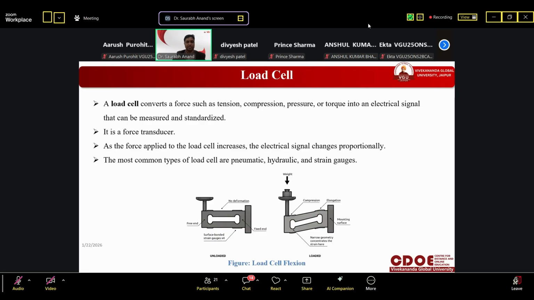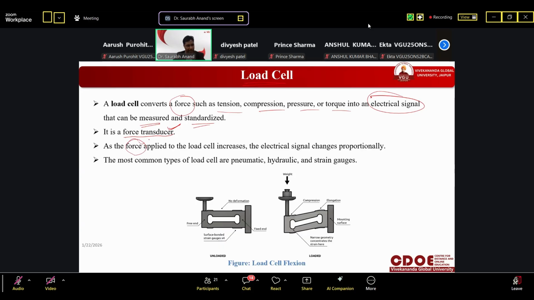Similarly, we have load cells. What is a load cell? It converts the force, like tension, compression, pressure or torque, whatever, into electrical form so that we can measure it and standardize it. Measure it means we want to see what the force is. It is actually a force transducer, because all the forces which we apply on it will be converted into an electrical signal.